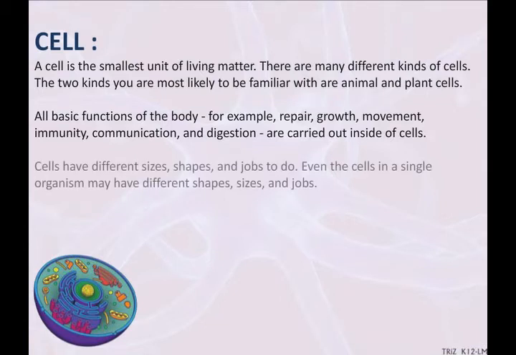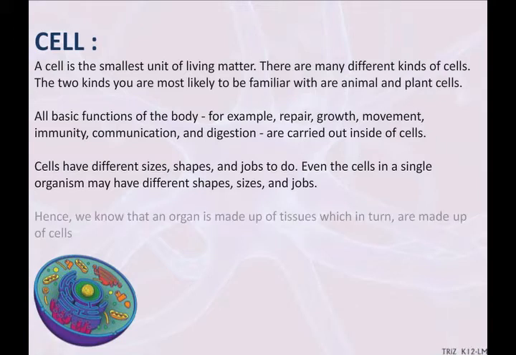cells. Cells have different sizes, shapes, and jobs to do. Even the cells in a single organism may have different shapes, sizes, and jobs. Hence, we know that an organ is made up of tissues, which in turn are made up of cells.